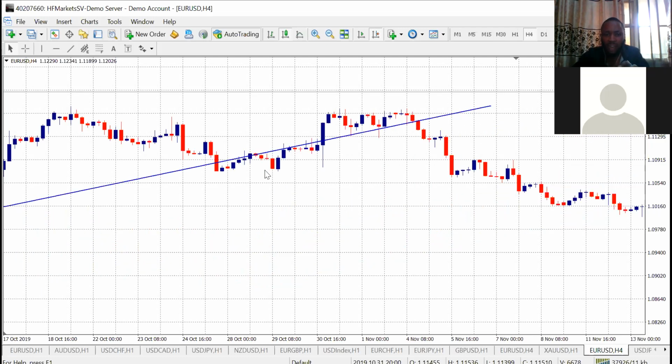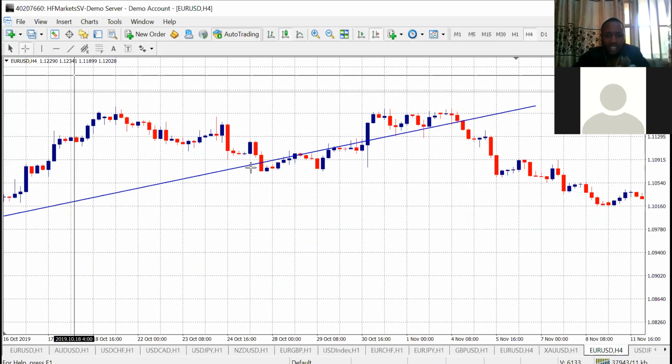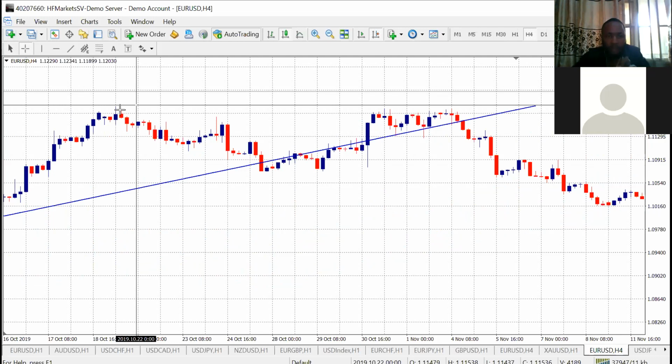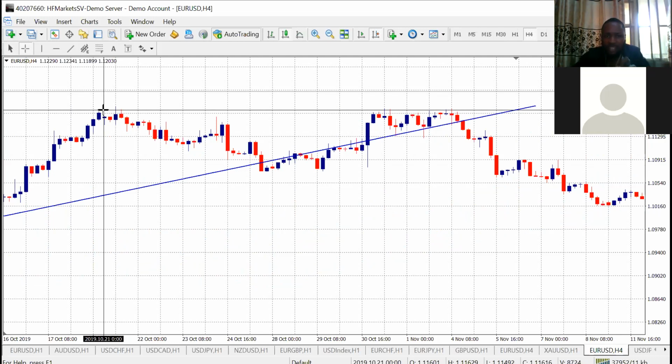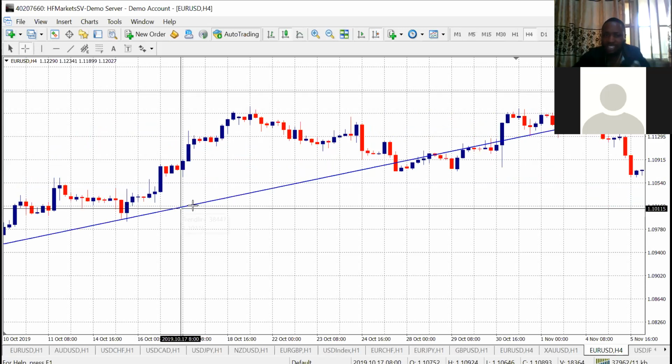But at this particular area, this trend line was broken, but it was not totally broken. The market broke the trend line, but goes up again. But let me show you something. The market broke this trend line, but was unable to go above this resistance. This is like a resistance, but this is a support. This trend line is not acting as a support.